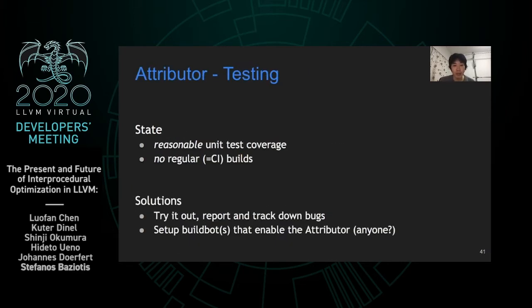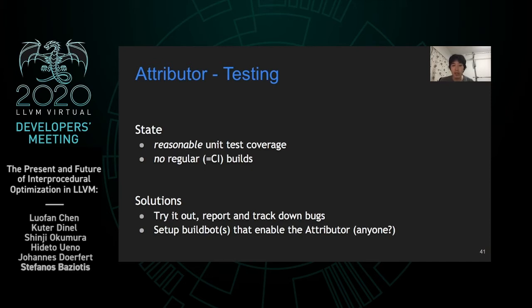From now, let me explain the current situation of Attributor toward enabling it by default. I think Attributor has a lot of tests, so the test coverage is reasonable. But Attributor is not tested on CI regularly because Attributor is disabled by default. So we maybe want to have a build bot which tests Attributor.